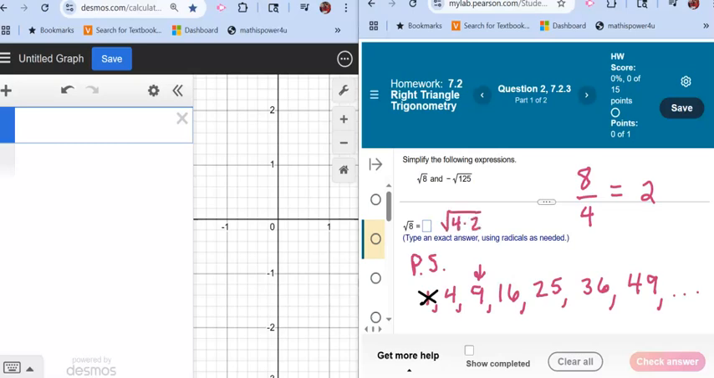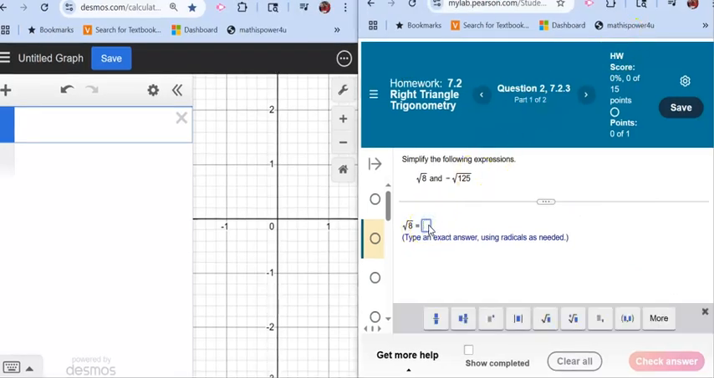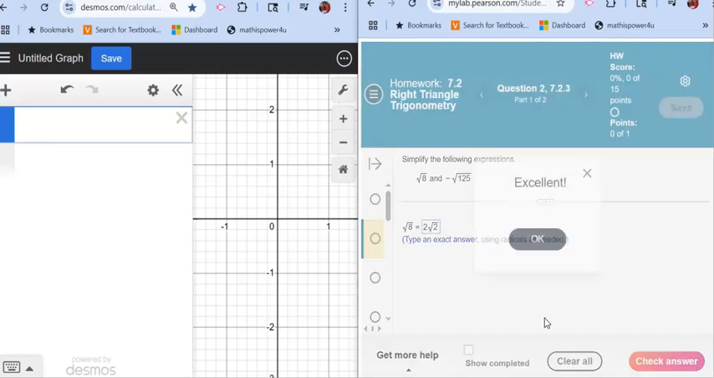Now this is a property of radicals. When you're multiplying under a radical, you can split that up into two radicals, the square root of 4 times the square root of 2. The square root of 4 is a perfect square, so we can write that instead as 2 square root of 2. That's what they're looking for here, 2 square root of 2 for that simplified radical. It makes the number underneath the radical as small as possible. So I put a 2, click the square root button, and put a 2 under the radical, and there's my answer.